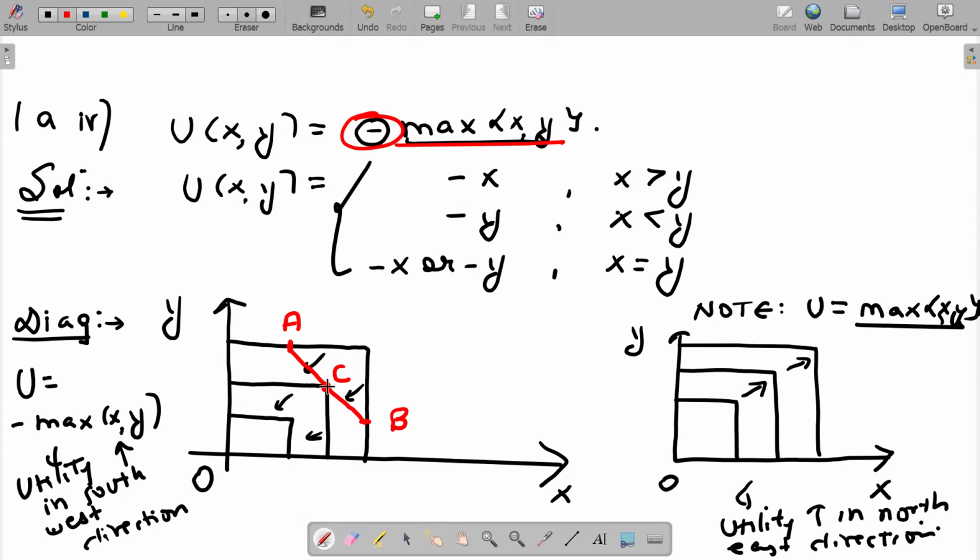the utility you get from point C is higher than A or B, because C lies on a lower indifference curve. And in case of minus of max of xy, lower the indifference curve, higher the utility. Remember, it's increasing in the southwest direction. You can clearly see that point C is preferred strictly over A or B. So the weighted average of A and B is preferred over A and B. That means the preferences are convex. So I can erase this portion off and I can write this here.